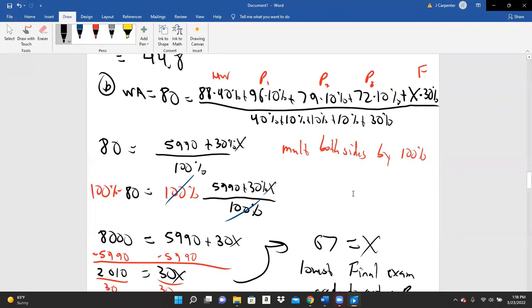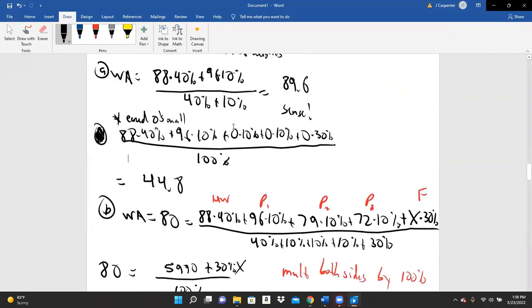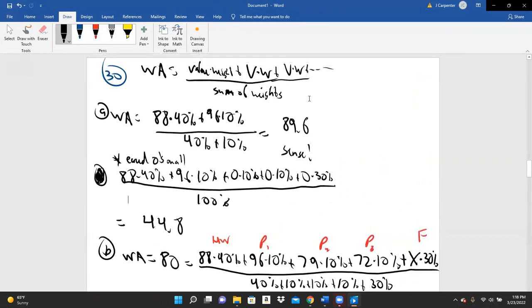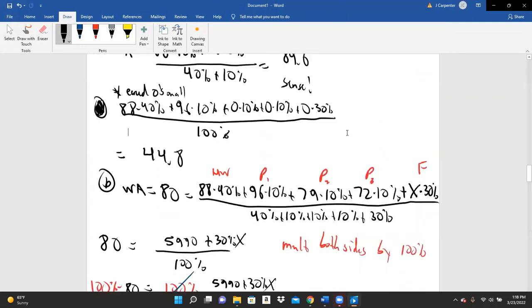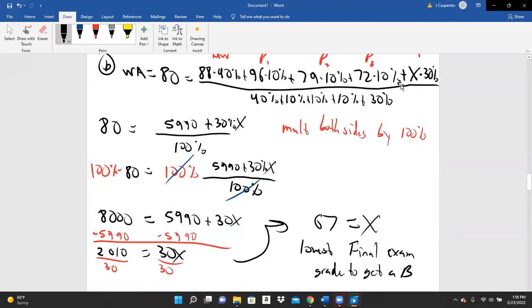Another thing you could do, if you believe you're going to do the best possible, is say, what's the best possible grade I could get? And then you just put hundreds for everything else that you haven't gotten yet. And then you could calculate that. I would assume it would be higher than an 89.6, because more hundreds would pull that grade up. So we need a 67 to get a B with those project grades.